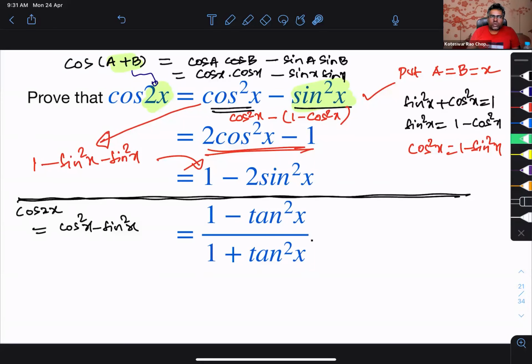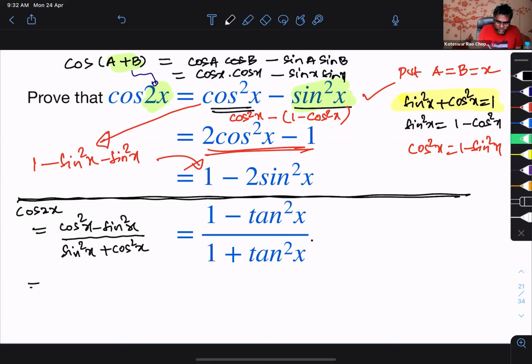What is this? Sin square x plus cos square x is 1. So if you divide by sine square x plus cos square x, it's as good as dividing by 1. So that shouldn't change the value, right? So instead of dividing by 1, I'll divide by sine square x plus cos square x. Are you getting this?